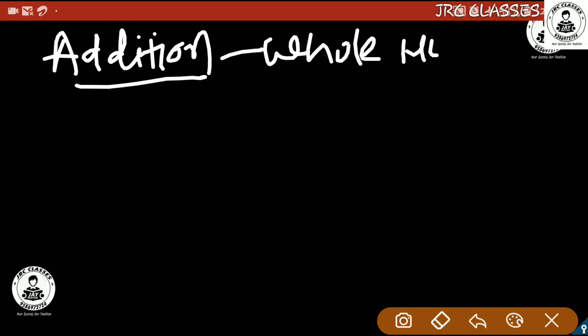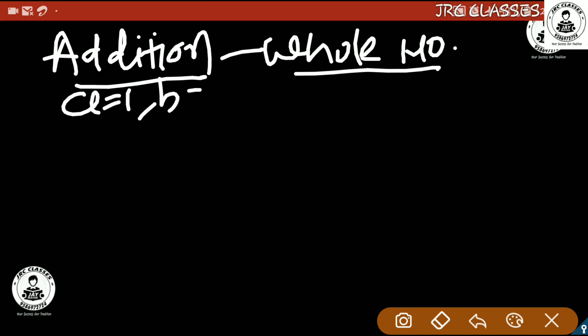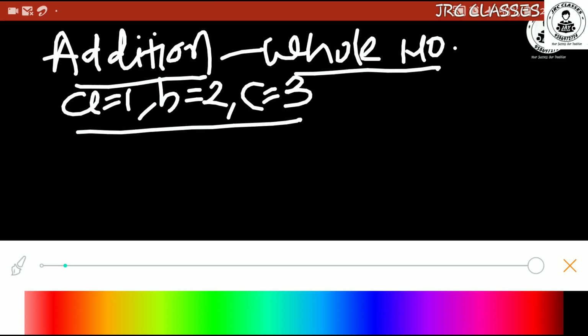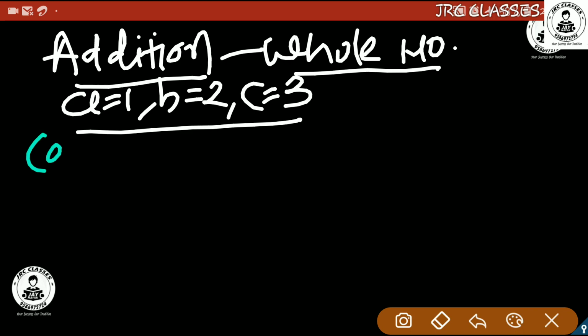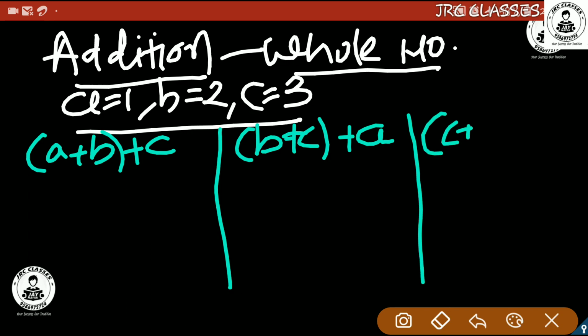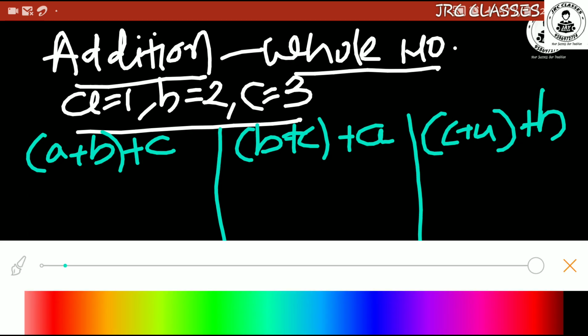So we will take whole numbers. Look carefully: I am taking a equal to 1, b equal to 2, and c equal to 3. Clear? First I will do a plus b, making a group of a and b, then I will add c. In the second, I will make a group of b and c, then I will add a. In the third one, I will make a group of c and a, then I will add b. So we can write 3 different possibilities.